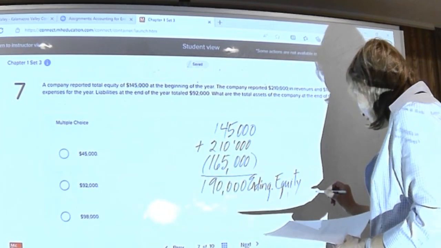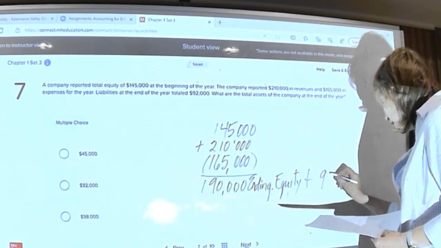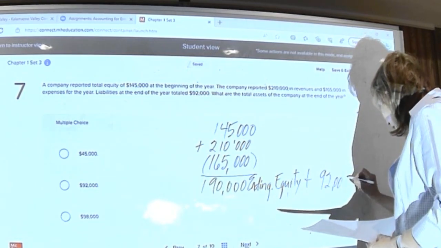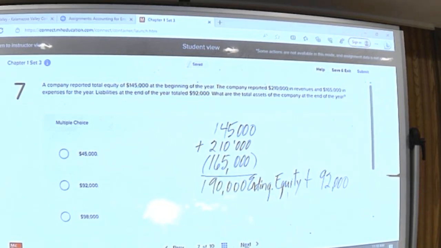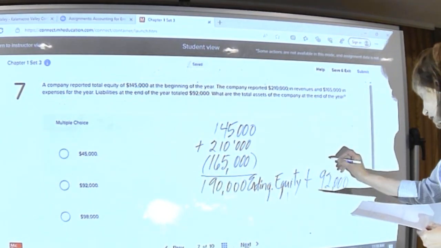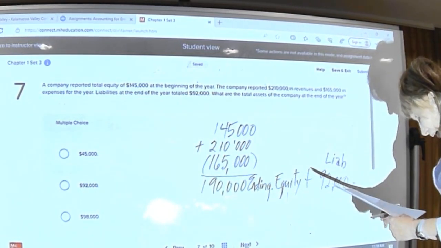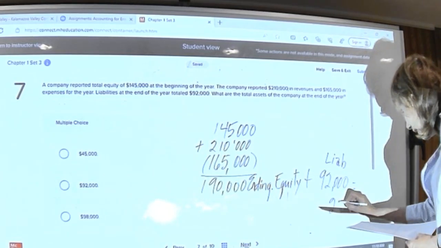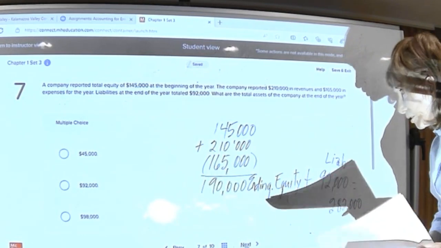That plus your liabilities. Liabilities again are 92,000. Have to be equal to your assets, okay? So equity and liabilities on the right-hand side of your equation have to be equal to the left side. We'll combine these two numbers. They add up to 282,000. There's your asset.